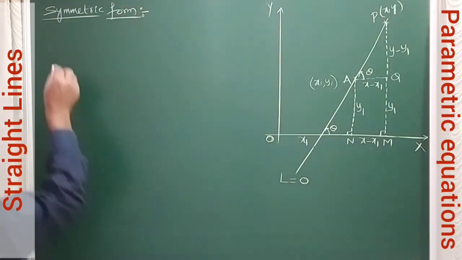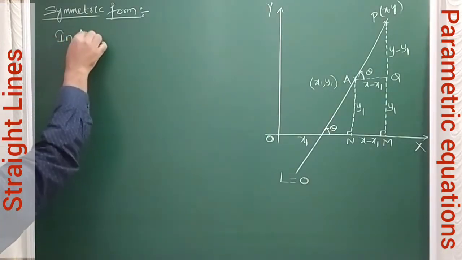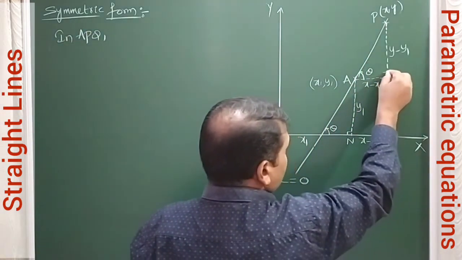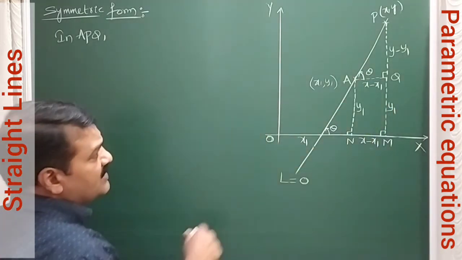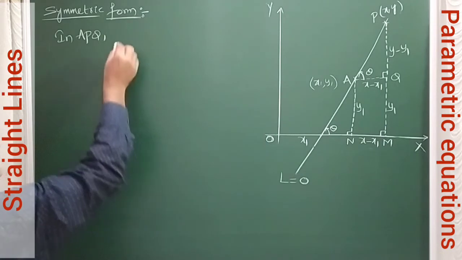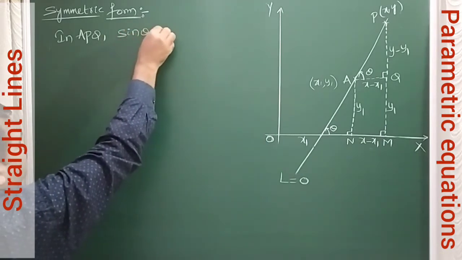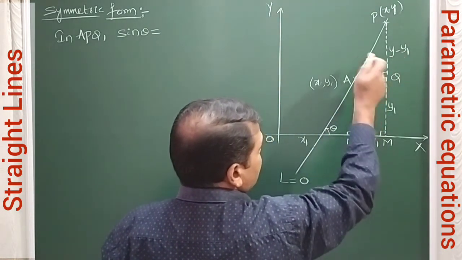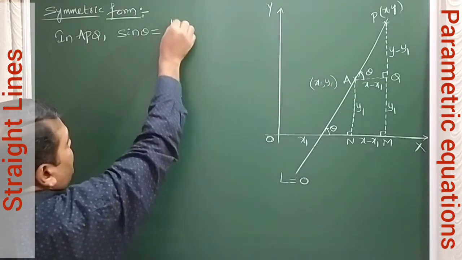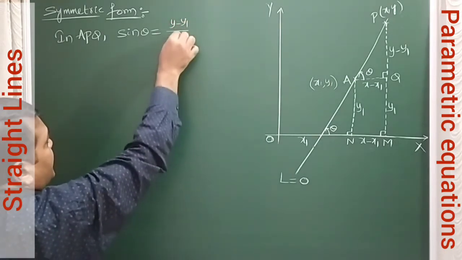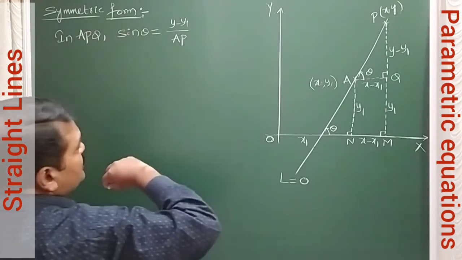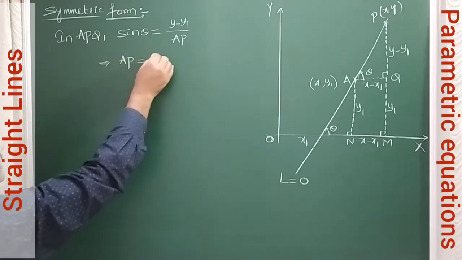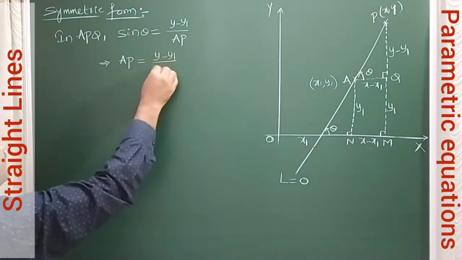Okay, so now in triangle APQ, which is of course a right angle triangle, here you have theta. So what is going to be the sin theta value? Sin theta means opposite side by hypotenuse. Hypotenuse means AP. So opposite side y minus y1 by AP. So from this you can get that AP is equal to y minus y1 by sin theta.